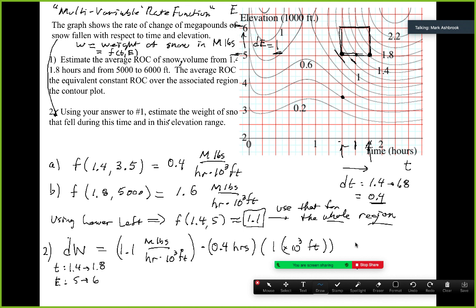Okay, so it's the same concept as before, but now we have this multivariable rate function, which requires we multiply by both changes. Professor Mark, can you repeat yourself? You're cutting out pretty bad.